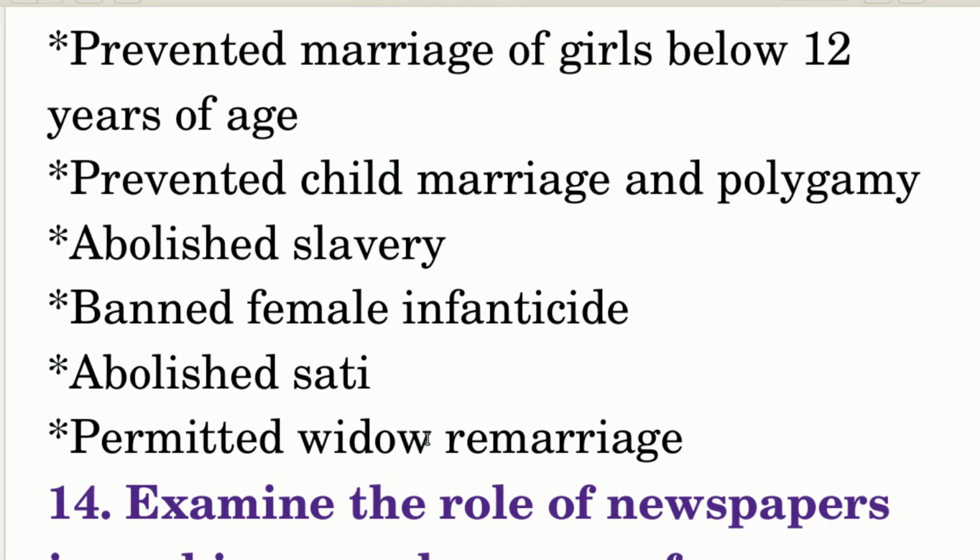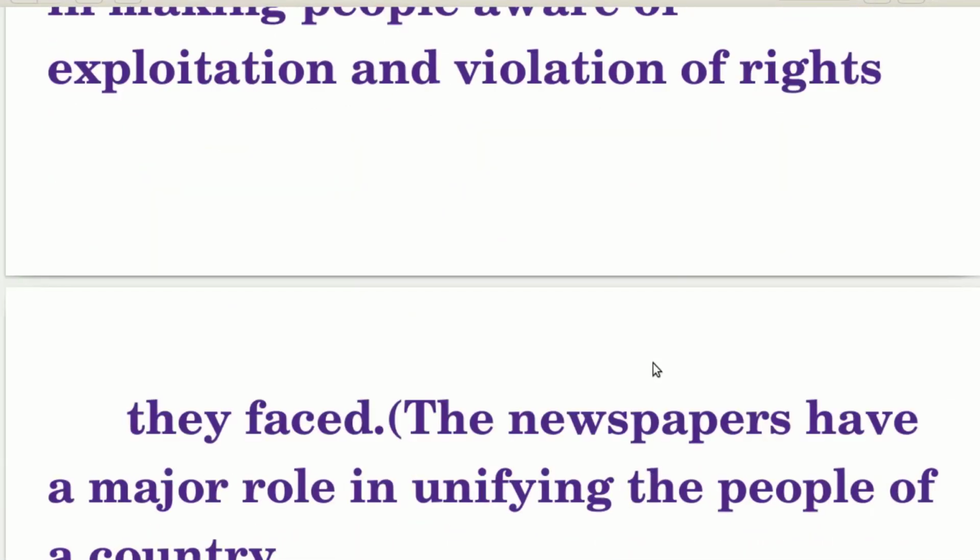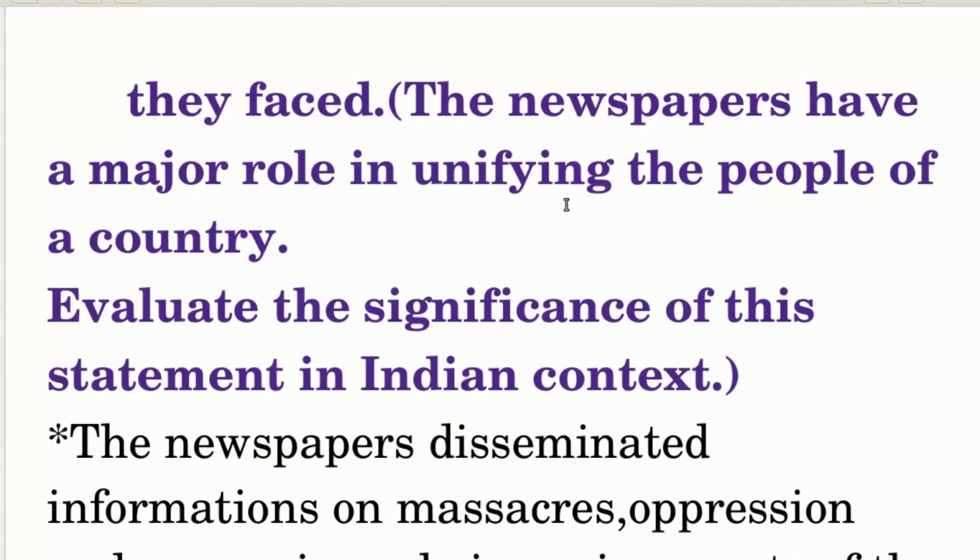Permitted widow remarriage. Examined the role of newspapers in making people aware of exploitation and violation of rights they faced. The newspapers have a major role in unifying the people of a country. Evaluate the significance of this statement in Indian context.